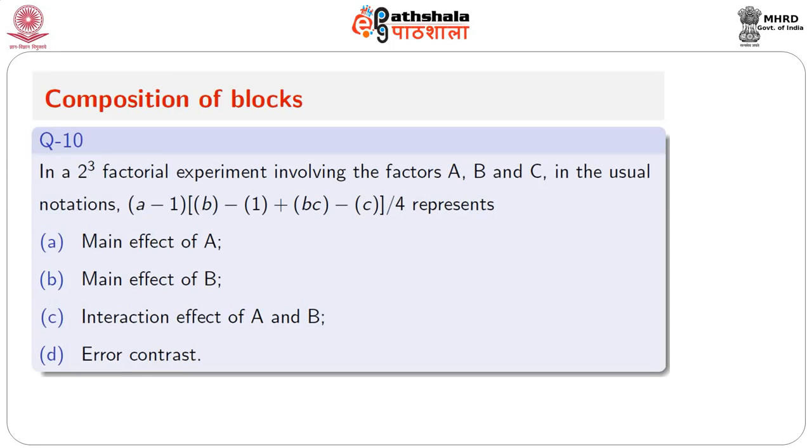That's it. So here also, it's a 2 cube factorial experiment, so 3 factors are there. And the thing is (A minus 1) into (B minus 1) plus BC minus C, whole thing given by 4. So you take C common, (B minus 1), (C plus 1), (B minus 1). So A minus 1, B minus 1, C plus 1 is the interaction effect of A and B.